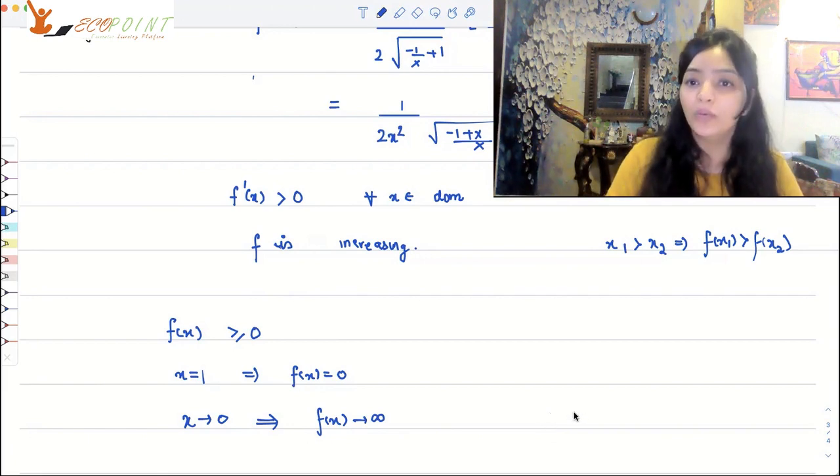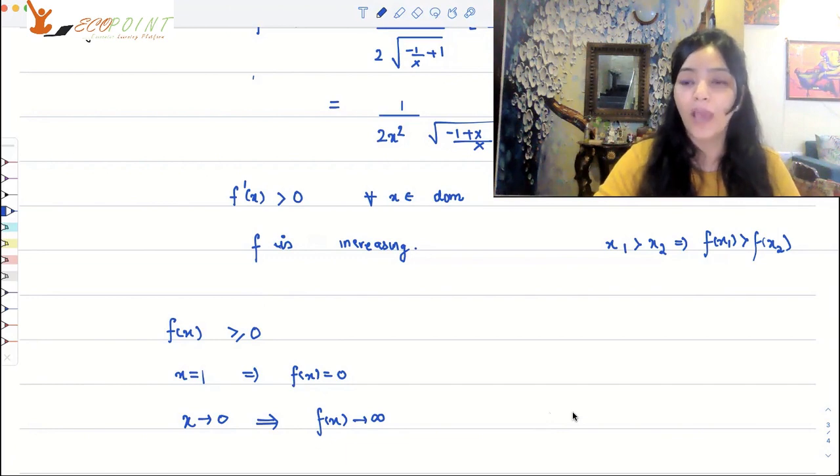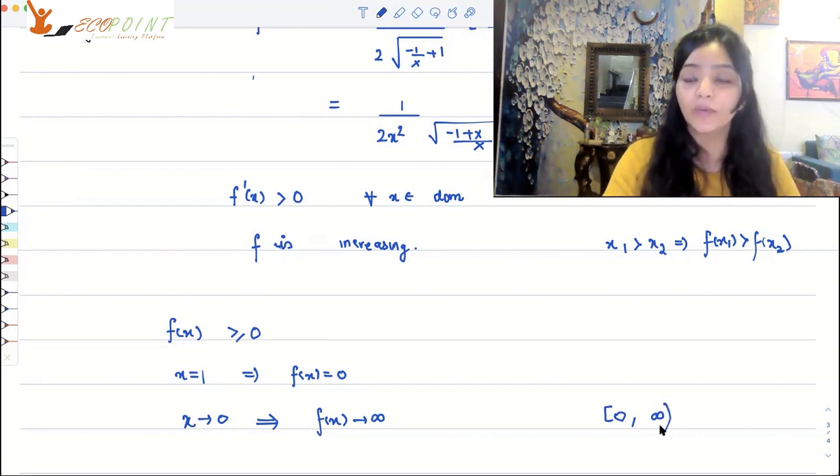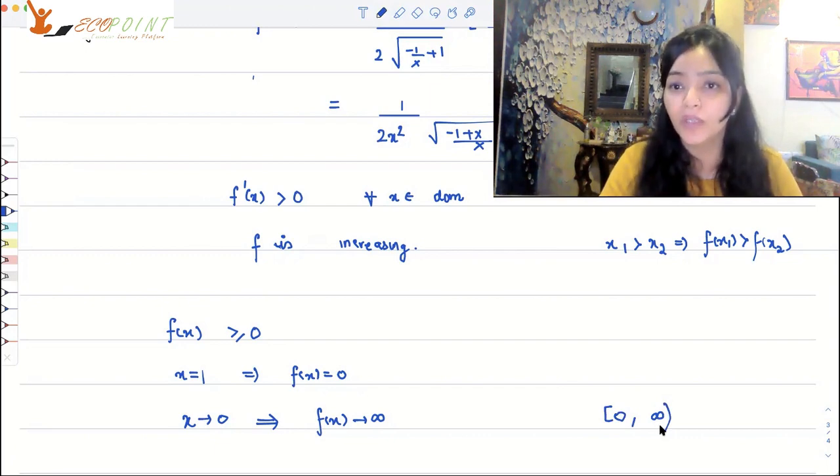So how would you depict it in terms of what values your output is taking? Output could be 0 and it is moving up till infinity. So there are times when you can find out the range for a particular function by analyzing the function.